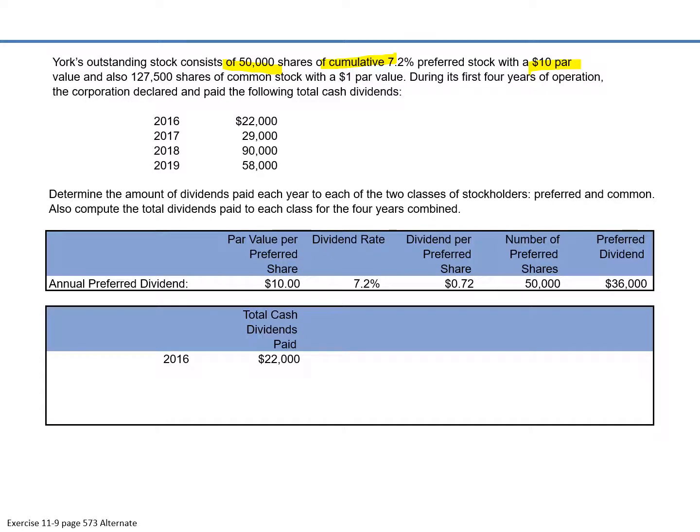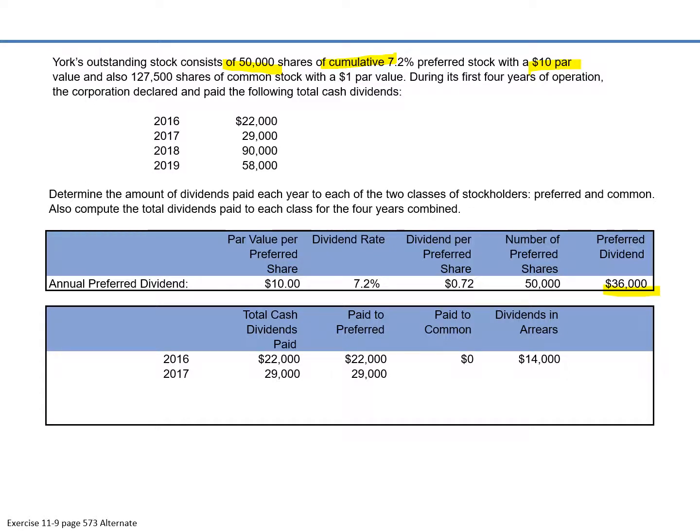So in year 1, when we pay $22,000 of cash dividends, we're going to pay all 22 to our preferred because we owe them 36. We're not going to pay anything to our common shareholders, but we have dividends in arrears of 14 because we owe them 36, but we only paid them 22. Then in year 2, we paid $29,000 of dividends. So all 29 is going to get paid to our preferred shareholders.